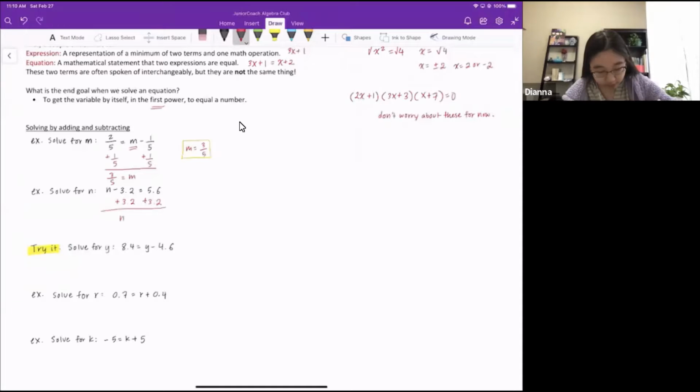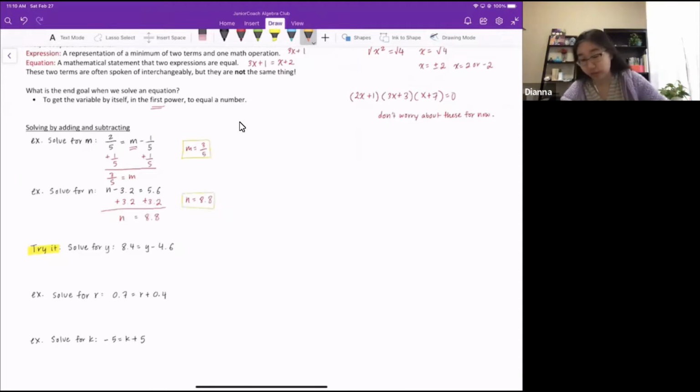And then n equals 5.6 plus 3.2. It's basically just regular adding decimals. So you add the tens place and then whatever carries over to the ones place. So this should be 8.8. Yes. Okay. n equals 8.8. And I'm going to box my answer. So pretty straightforward for now.